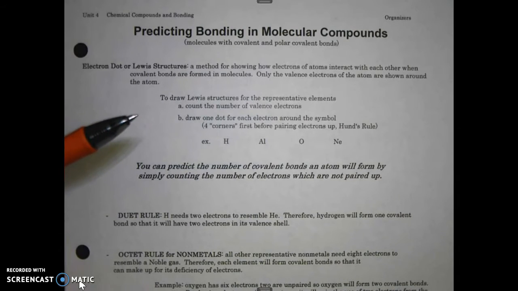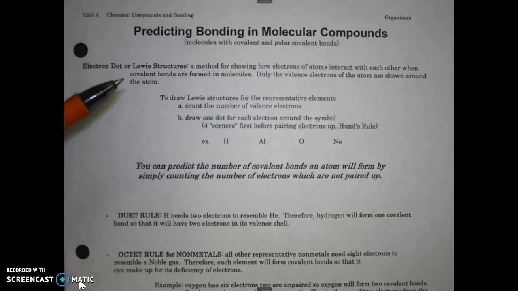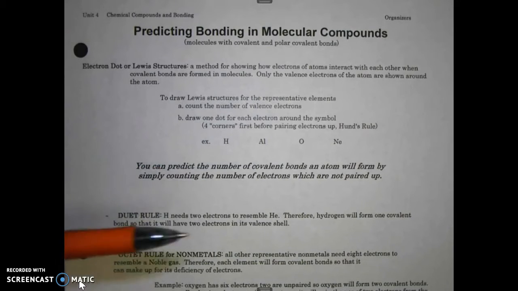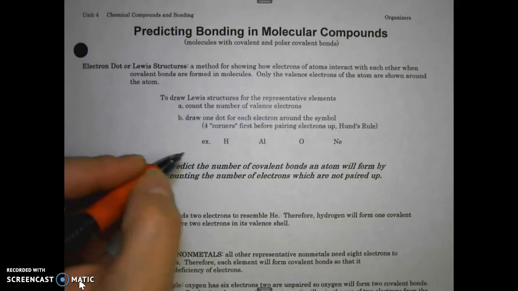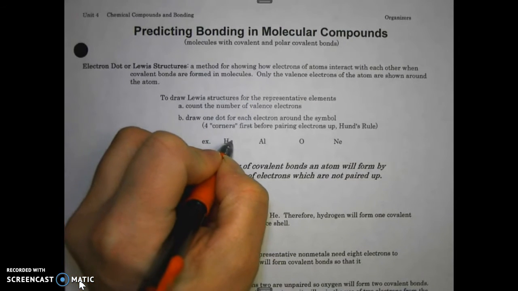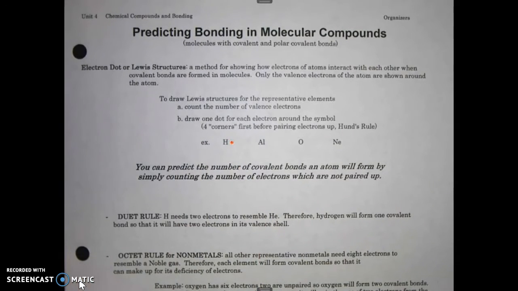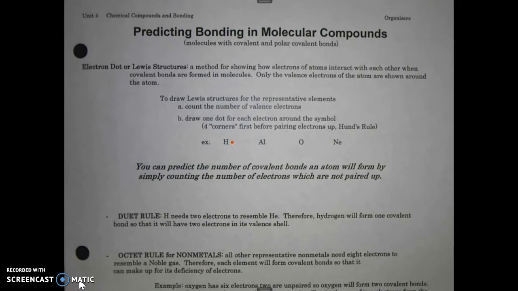All right. So Lewis structures are a way to represent the valence electrons. We're going to do one dot for every electron, and we're going to put them on four sides or four corners, however you want to think of it, because we're going to follow Hund's rule, right? We're not going to pair up electrons until we have to. So for hydrogen, for example, it's got one valence electron, so we're going to put one dot. Does it matter where you put that dot? It does not. You can put it anywhere you want.